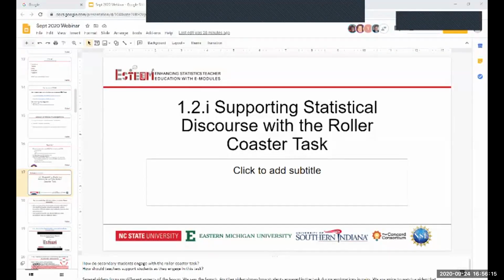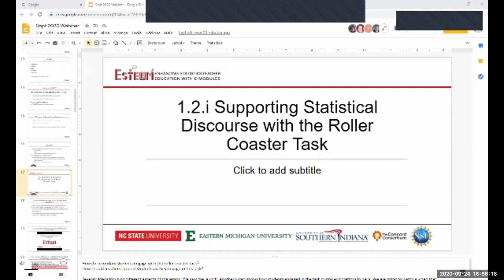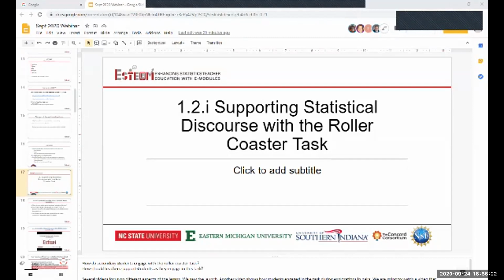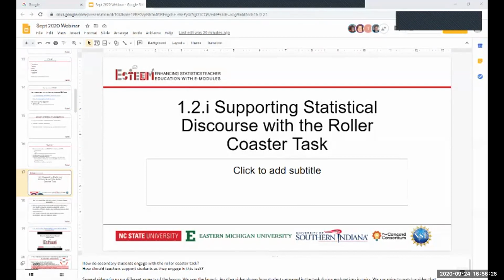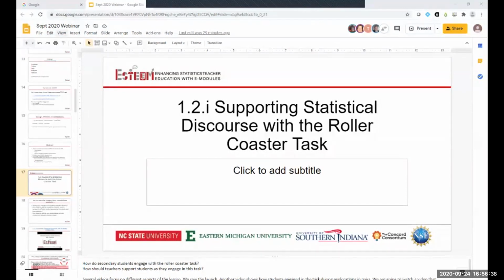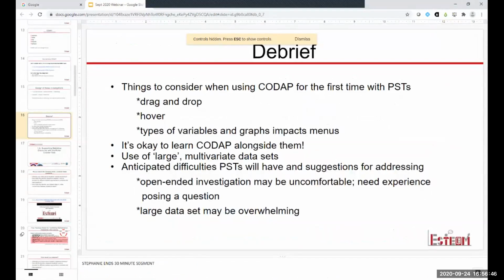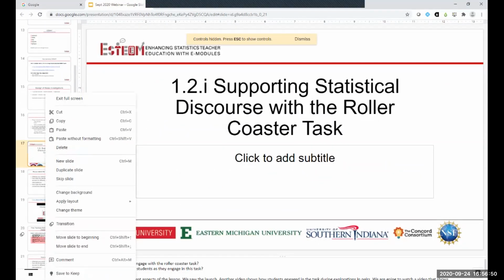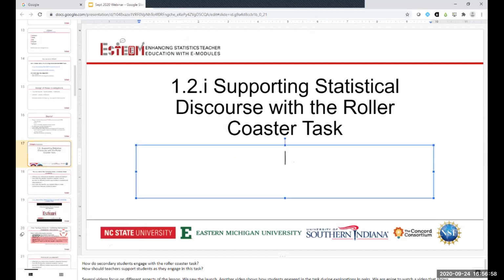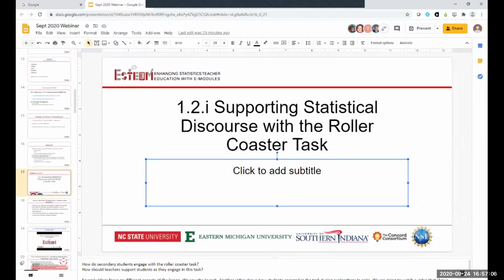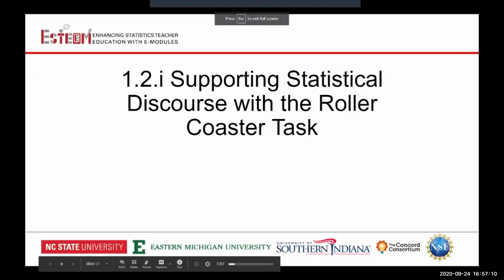Okay, so we've been spending a lot of time, sorry. All right, we've been spending a lot of time talking about the roller coaster task, and so a natural question might be, how do students think about using the roller coaster task? Why isn't this giving me presenter view? Somebody help me here? What am I doing wrong? I think hit escape to get out of, yeah, and then present on the top right. There we go. Yeah. Okay, sorry. Got lost there for a minute.